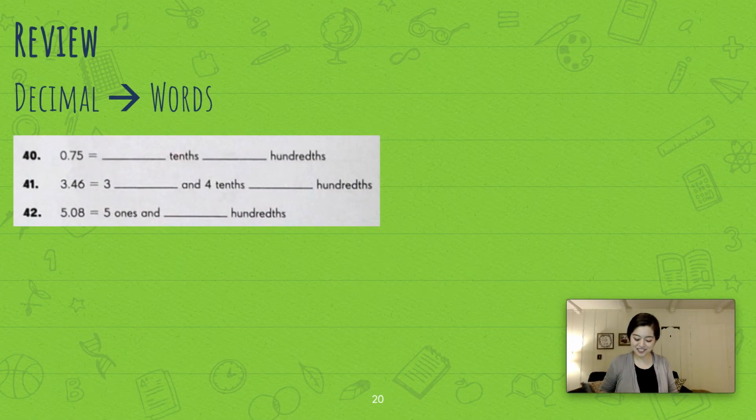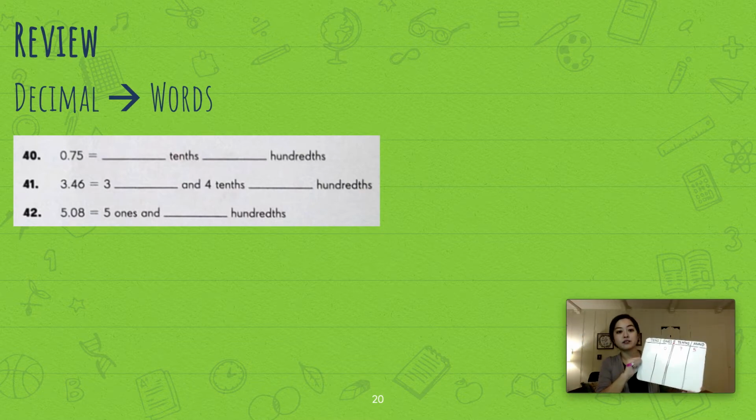Okay, so what I'm going to do is I'm going to write these numbers in my place value chart, and once I have it, then I can easily just say it in words, okay? So 0.75, so that's how many tenths? 7 tenths, and how many hundredths? 5 hundredths, okay?